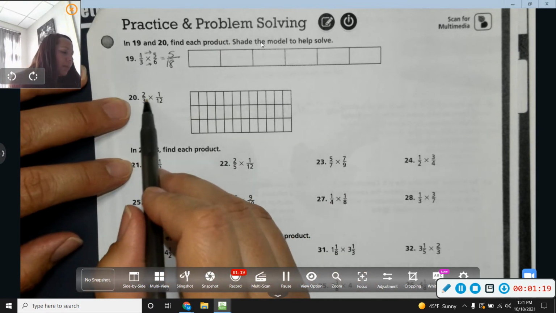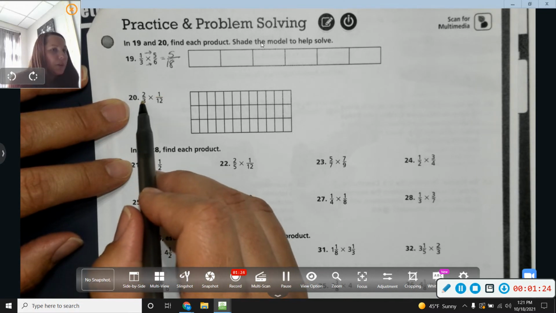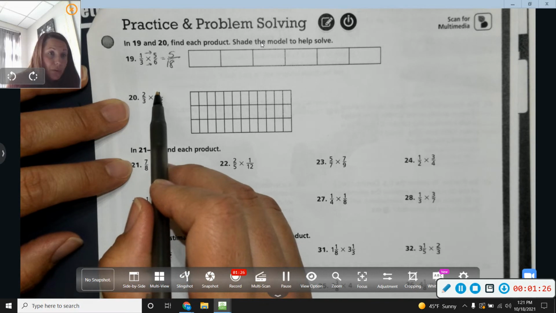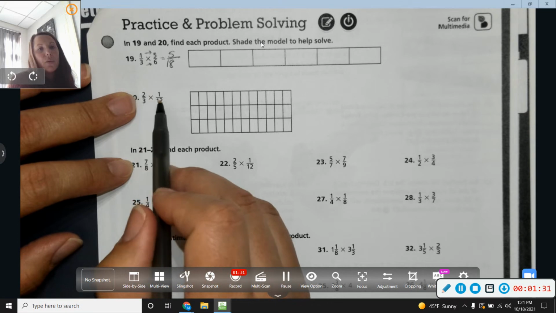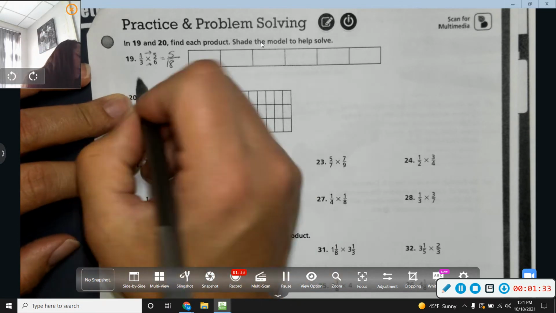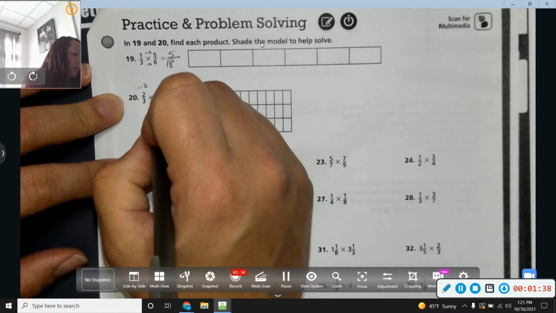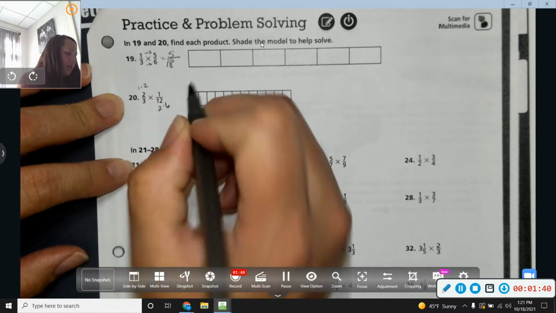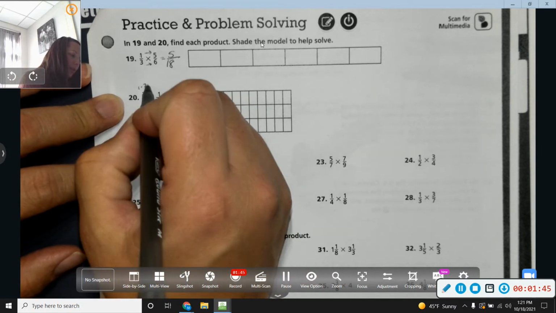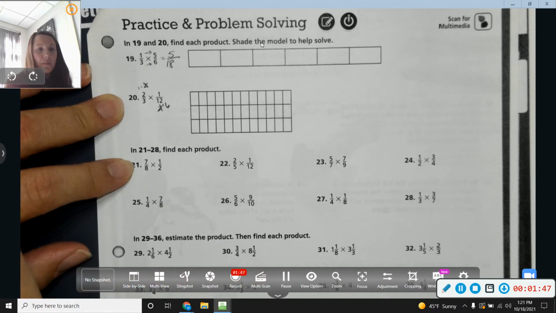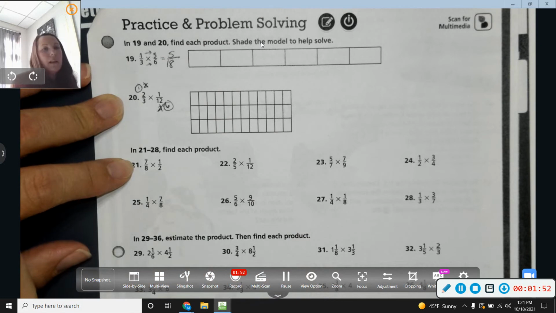Number 20. What can I reduce first? Can I reduce 3 and 1? Nope. 1 is as low as you can go, so you won't be able to take anything else out. But I can reduce 2 and 12. I know that 1 times 2 is 2. I also know that 2 times 6 is 12. I can get rid of the number that's the same, the 2's. And so what do I have left? A 1 and a 6.